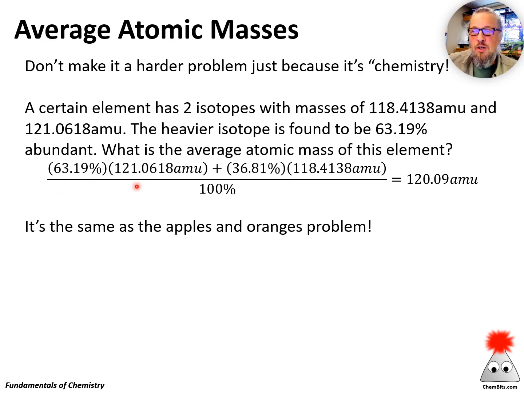63.19% times 121.0618, that's our AMU of the heavier isotope, plus 36.81, that's the rest to get us up to 100%, times 118.4138 AMU, divided by 100 gives us 120.09 AMU. It's the apples and oranges problem. It's just using isotopes of an element.